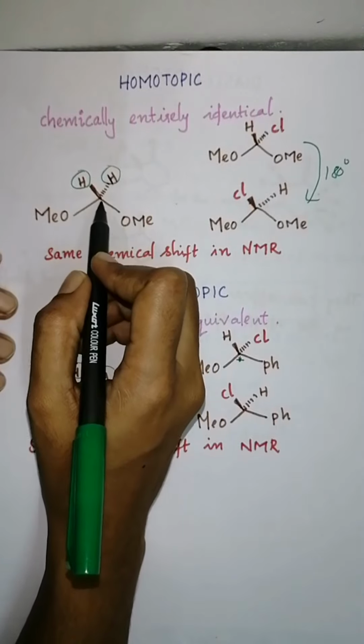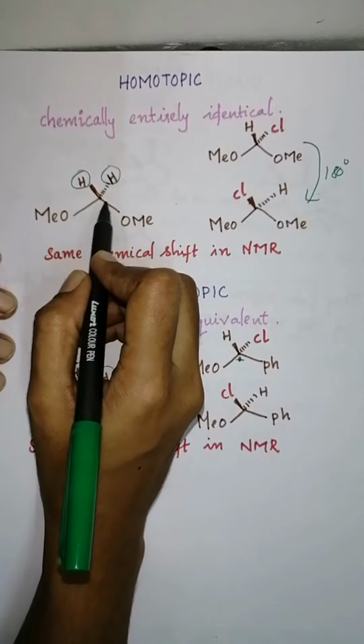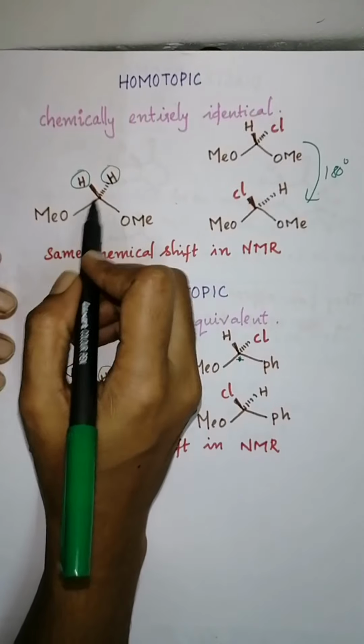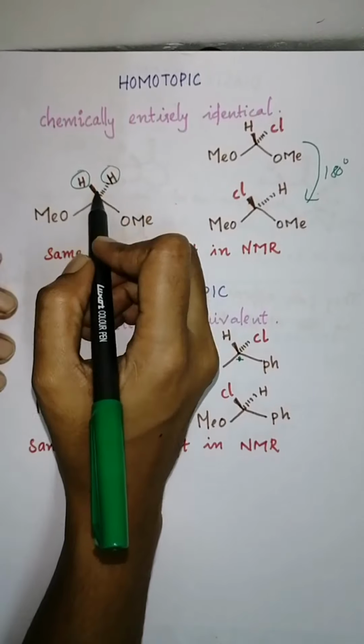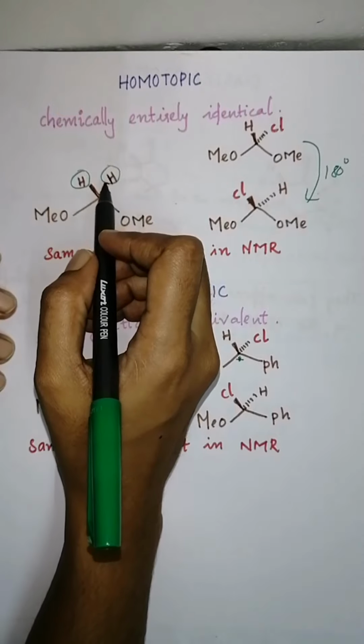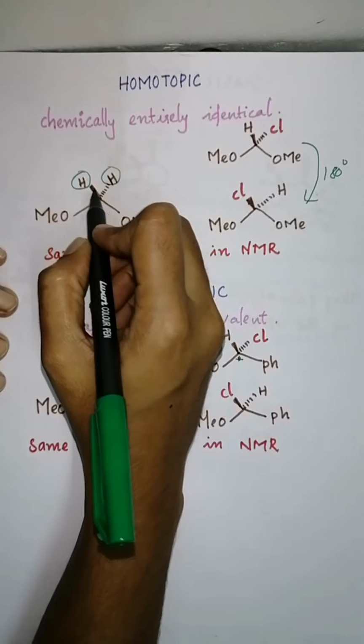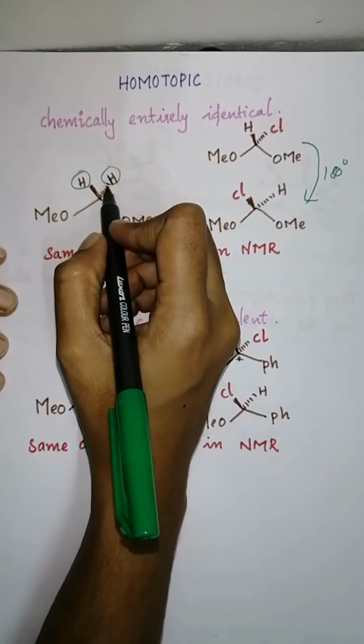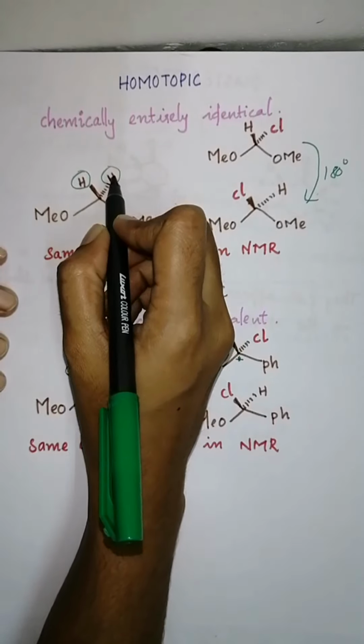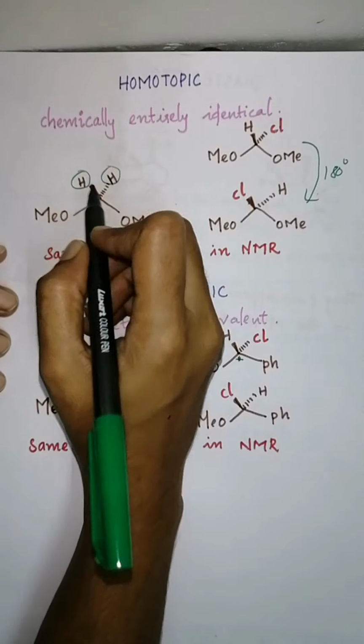So here we can see two same groups are attached to this carbon, that is OMe, say two same OMe groups are attached to this carbon, and we have two protons here. Now we have to see what is the relationship between these two protons. One proton is towards us and the other one is away from us. To see the relationship between these protons, what do we have to do?